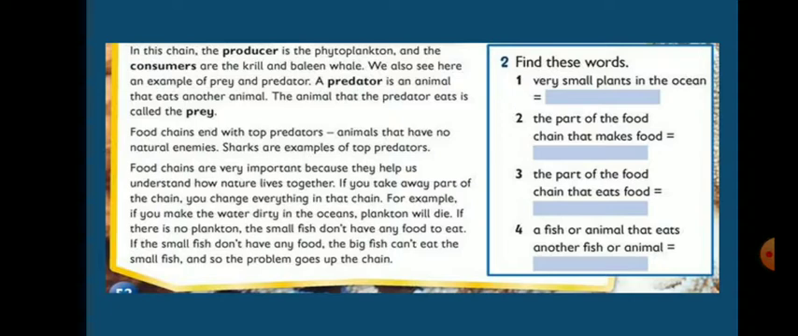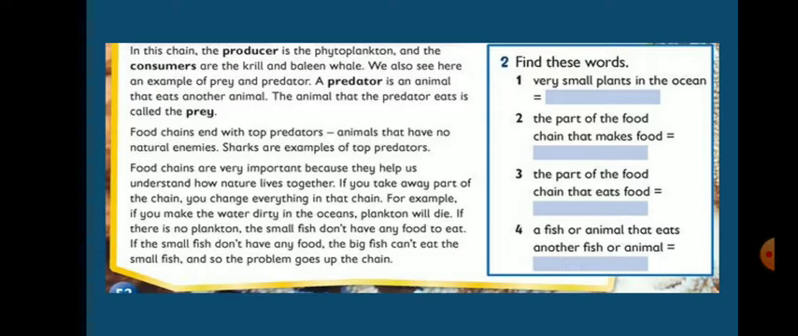Food chains are very important because they help us understand how nature lives together. If you take away a part of the chain, you change everything in that chain. For example, if you make the water dirty in the oceans, plankton will die. If there is no plankton, the small fish don't have any food to eat. If the small fish don't have any food to eat, the big fish can't eat the small fish. And so the problem goes up in the chain.